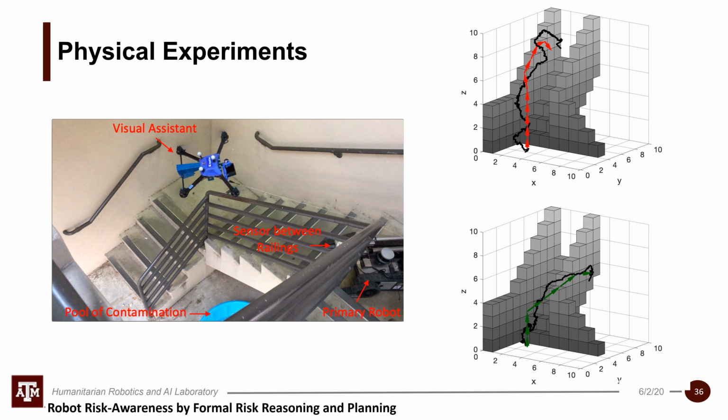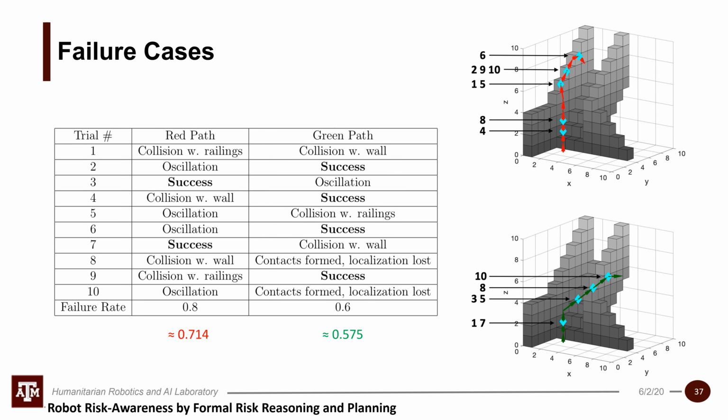10 trials each are conducted for both paths. The black trajectories in the figures on the right is from one of the successful trials for the red and green paths. Success or failure for each trial is listed, with failure causes specified. The figures on the right shows which trial fails at which state. For red paths, only 2 of 10 trials succeed. Most failures happen on the upper portion of the path. The major failure causes, collision with railings or oscillation, are largely because the UAV is trying to maneuver the complex path. The green path succeeds 4 out of 10 trials.